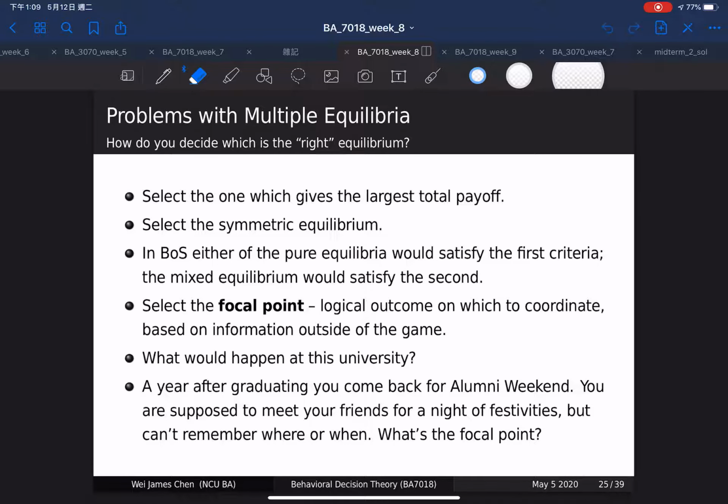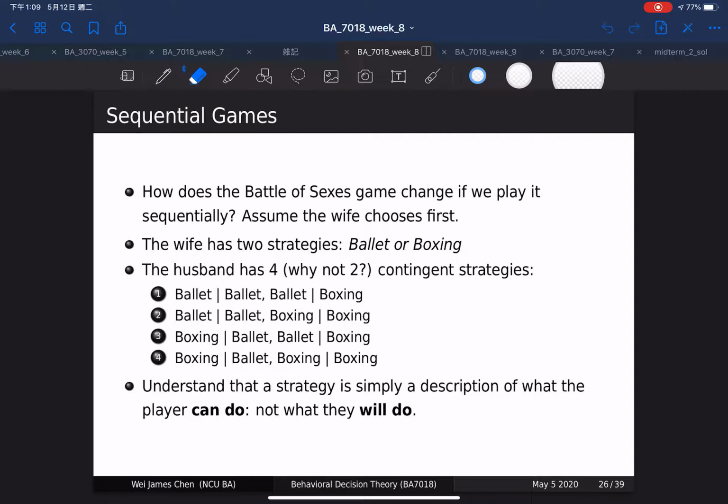Yeah, so I already gave the example here. The textbook already gave another example, coming back for alumni weekend, but the idea is the same. Okay. So now we move to sequential games. Okay, so what is a sequential game?